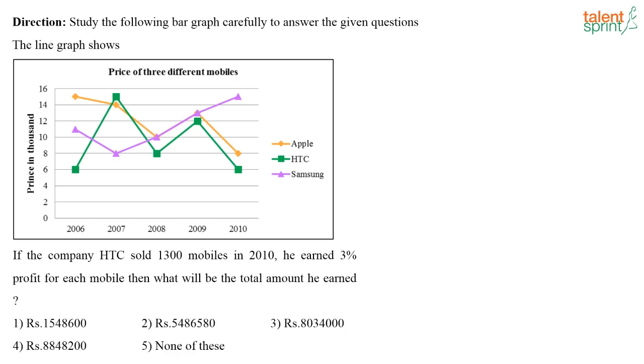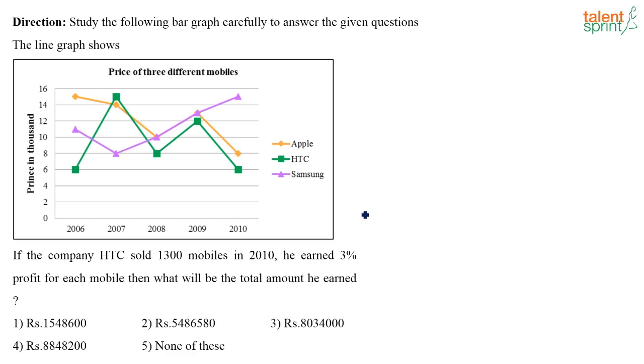Next one. If the company HTC sold 1,300 mobiles in 2010, and he earned 3% profit for each mobile, then what will be the total amount he earned? Again, a very easy question. You find out what is the price per mobile in 2010, how many mobiles he has sold, and calculate how much amount he has earned. And it's also given what is the percentage of profit that he gets in each phone.